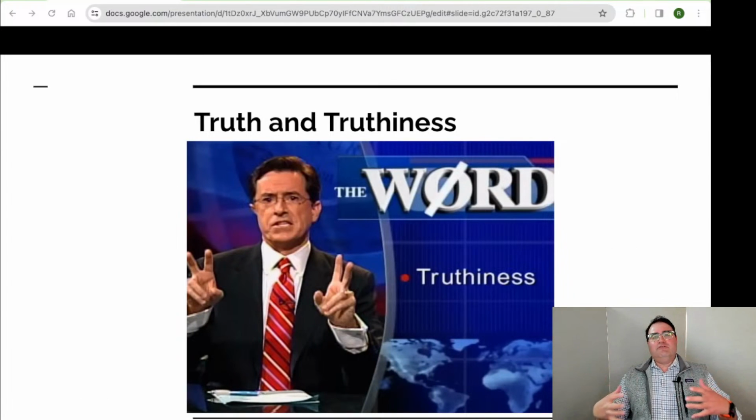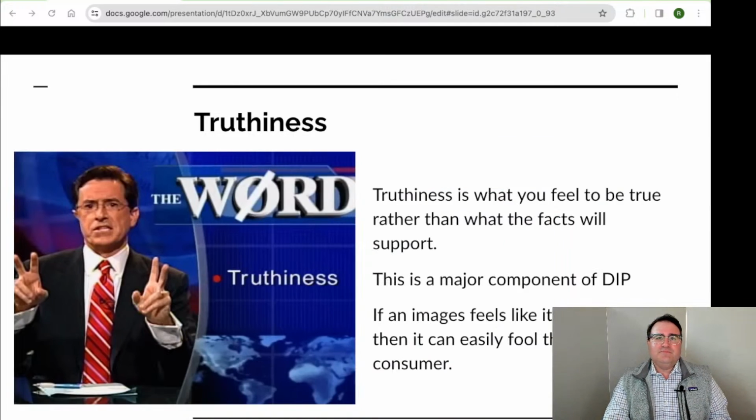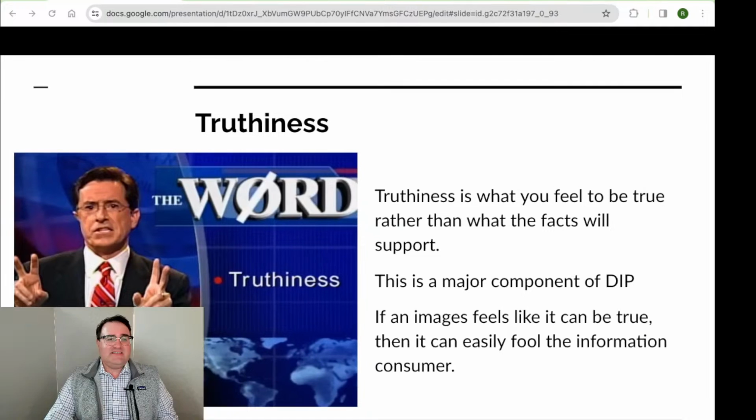Now I want to talk about truth and truthiness. The word truthiness was actually created by Stephen Colbert, who was a guest commentator on The Daily Show, a comedian. He had his own show for a while, The Colbert Report. And he came up with this term back in the mid-2000s, I believe. And truthiness is what you feel to be true rather than what the facts will support. And this is a major component of DIP. If an image feels like it can be true, then it can easily fool the information consumer.